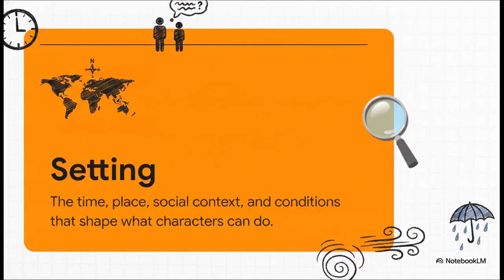So let's start with setting. People usually just think of it as a background, right? Like a painted movie set. But actually, setting is the time, place, social context, and conditions that actively shape what characters can and cannot do. It's essentially the ultimate rulebook for the world they live in.